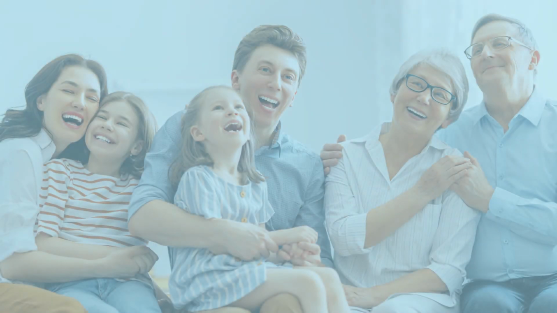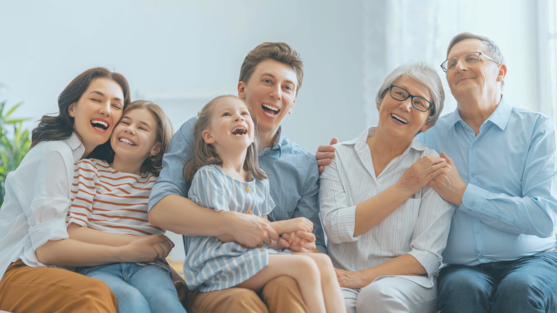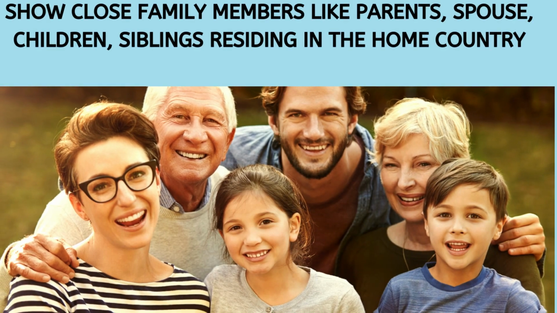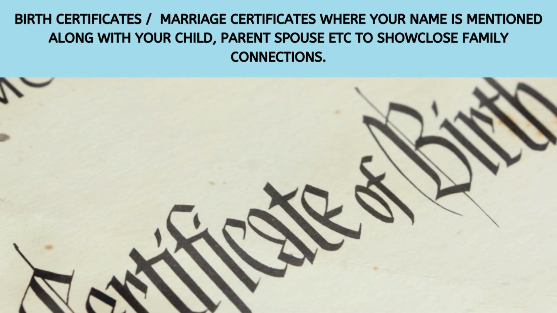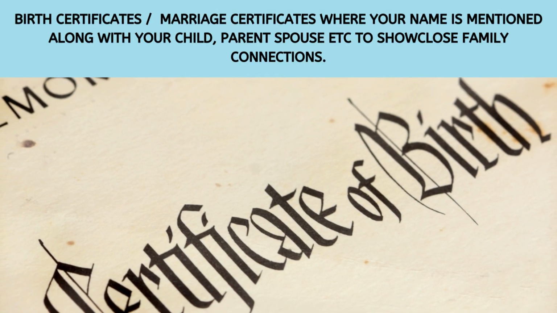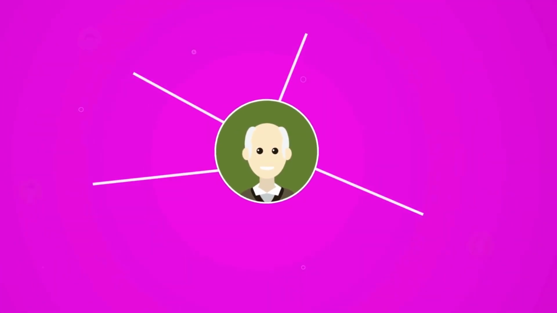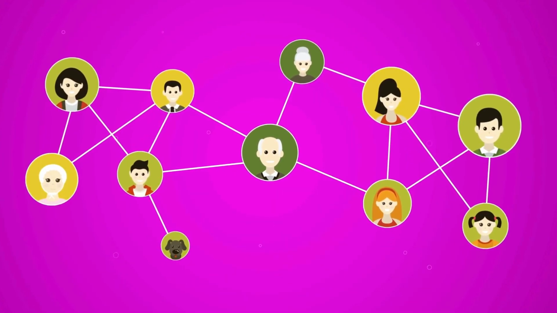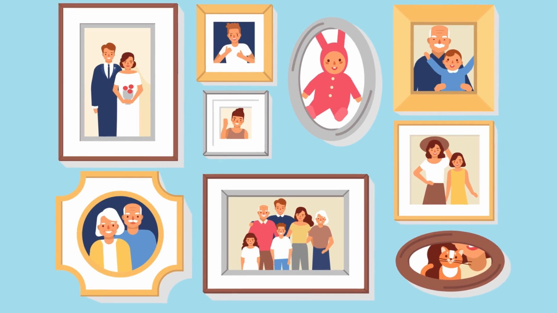In order to highlight close family ties, you must show close family members like parents, spouse, children, siblings residing in the home country. You can prove this by bringing relevant birth certificates and marriage certificates where your name is mentioned along with your child, parent, spouse, etc. to show close family connections. If possible, carry some family photos to show the visa officer if needed.